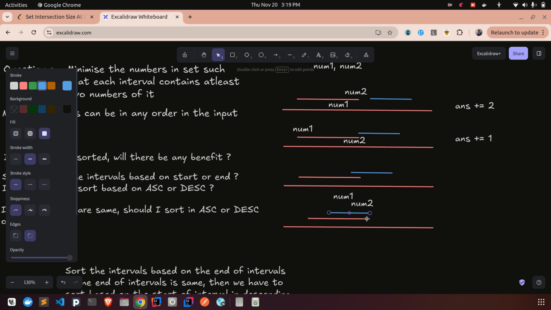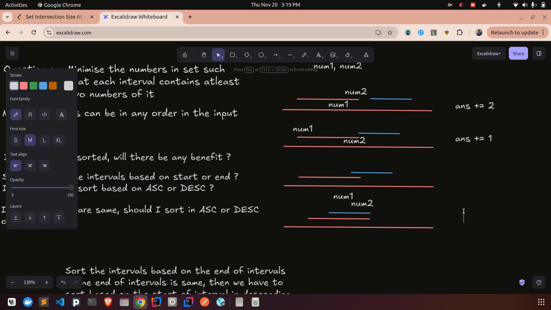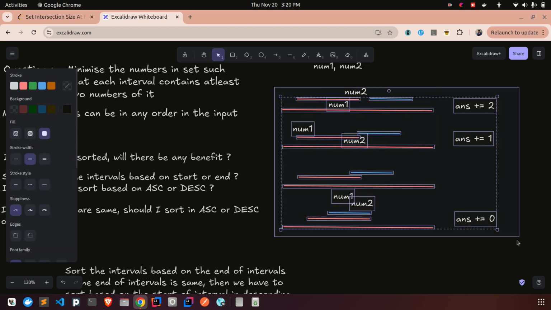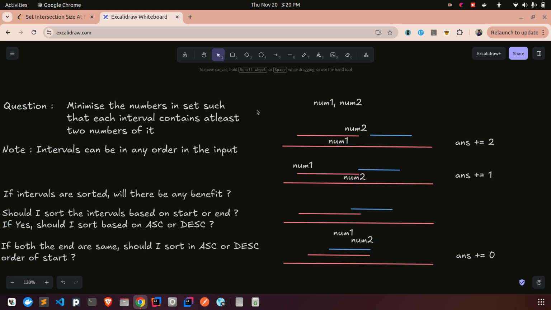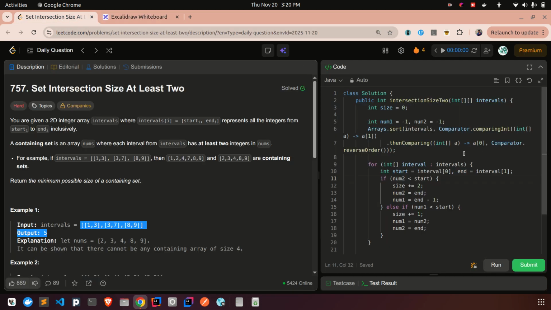So I don't have to pick any new numbers as part of my result set. So I won't be including any numbers in my result set here. So these three are the possible cases for us to consider. So let me jump back to my code and let me show you how I have implemented it.